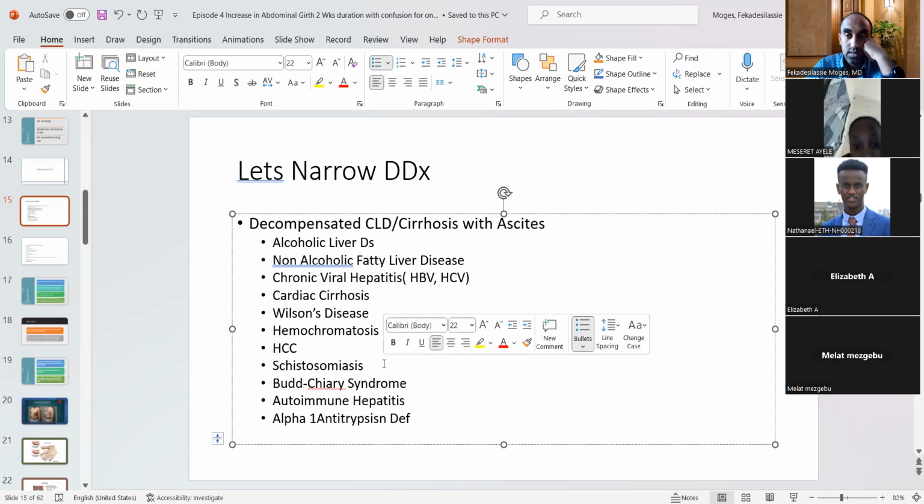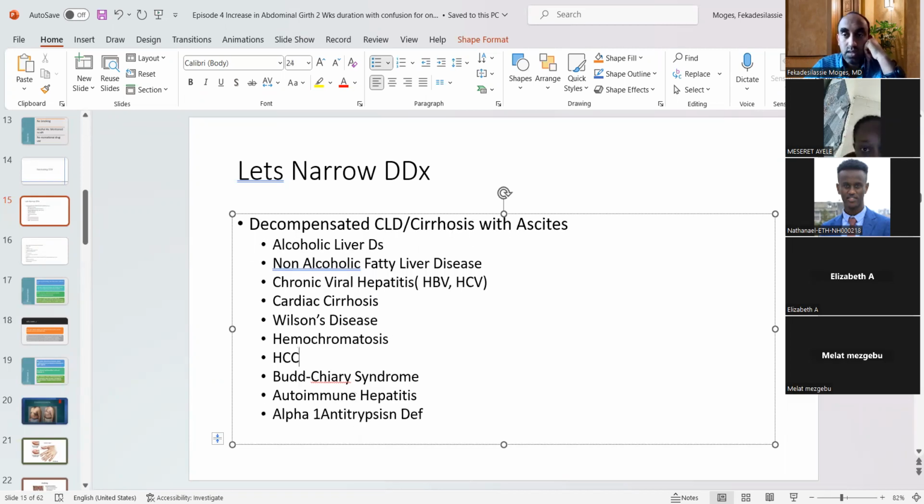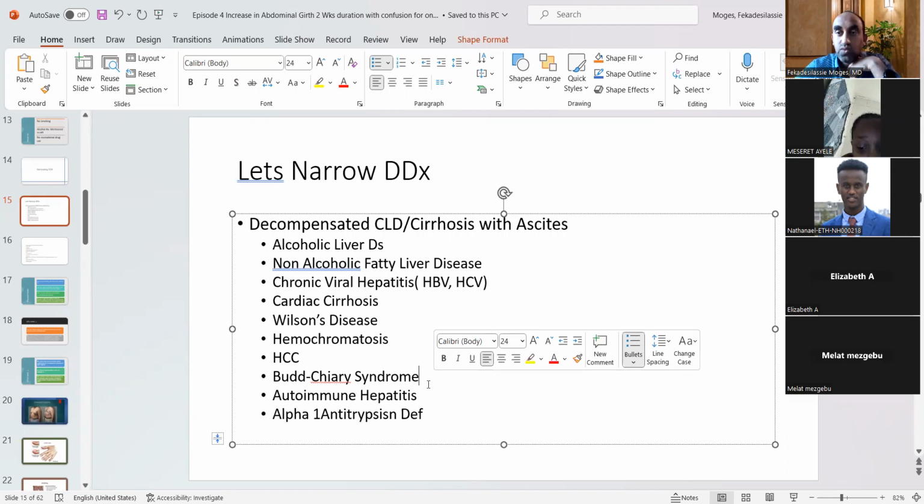Schistosomiasis. Remove. Why do you want to remove it? History of river contact with fresh water? No. Excellent. No contact with fresh waters, right?